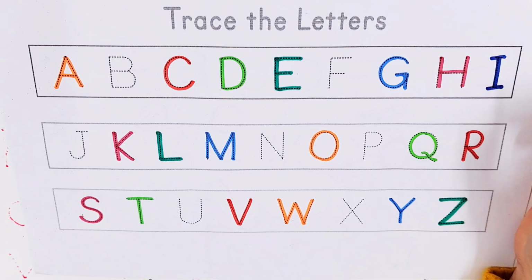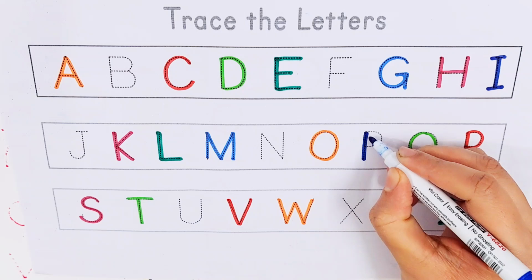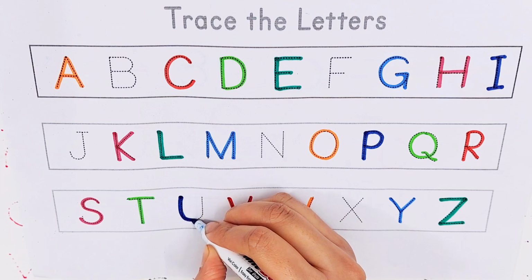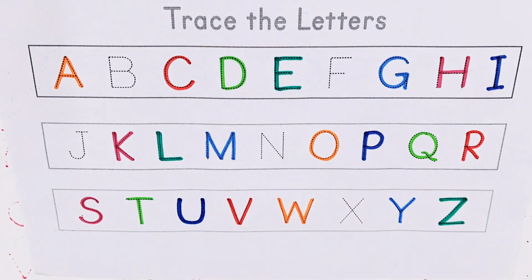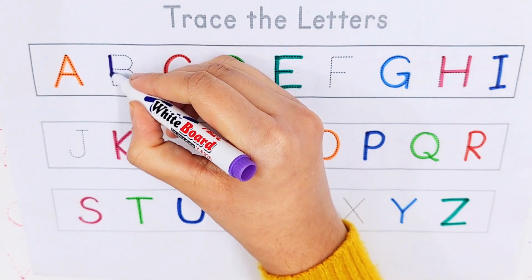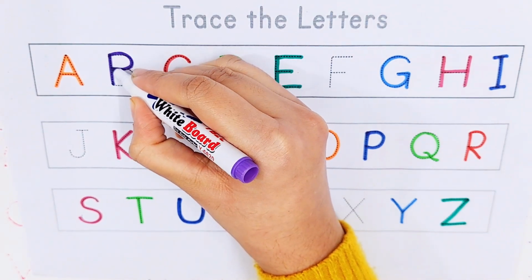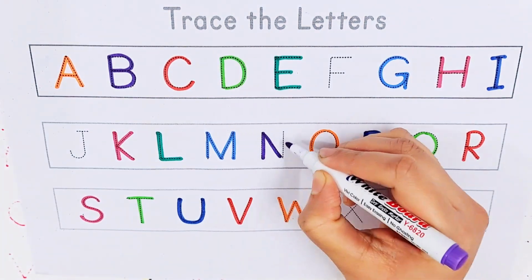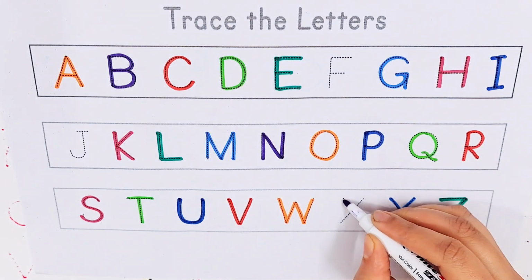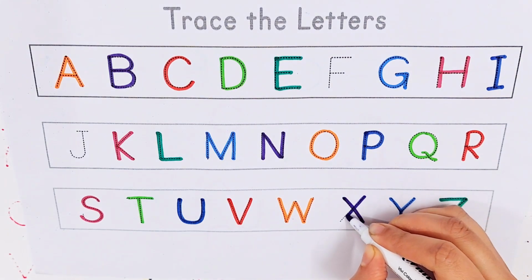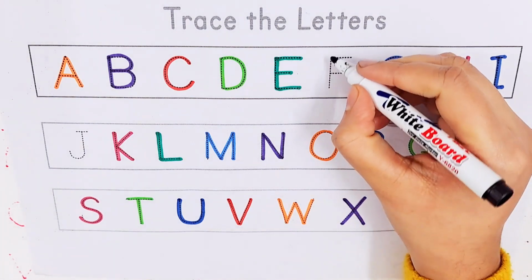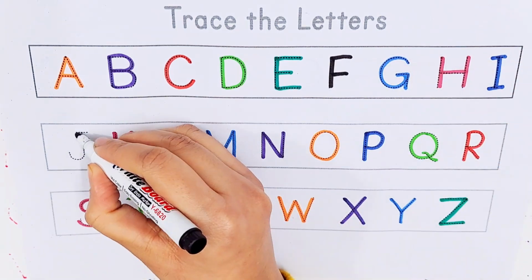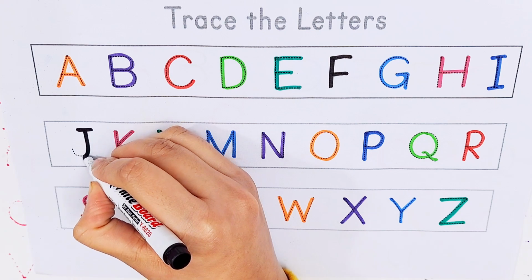I for ink. P for pencil. U for uniform. B for box. N for nose. X for Xerox. F for fish. J for jellyfish.